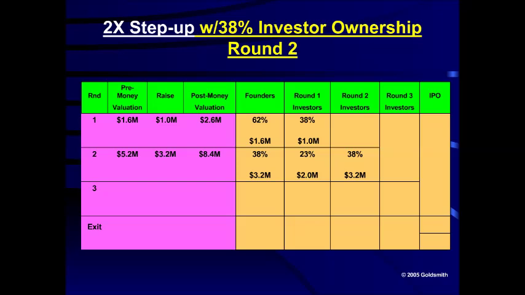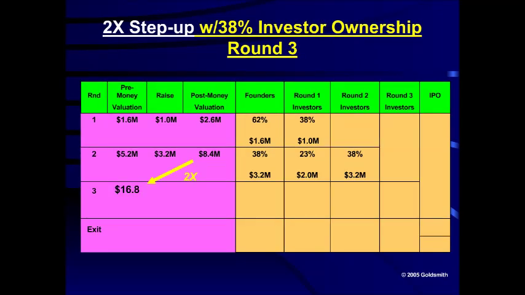Notice that the new investment amount is $3.2 million for a 38% equity ownership position for the investor. The founder's ownership percentage has decreased from 62% to 38%, while their equity value has doubled from $1.6 million to $3.2 million. Likewise, the first round investor's ownership has decreased from 38% to 23%, while their equity value has also doubled from $1 million to $2 million.